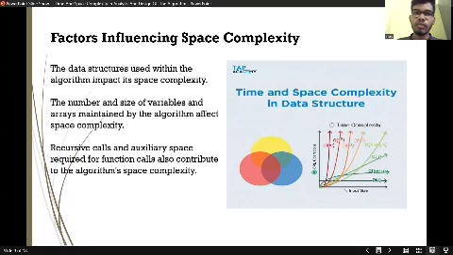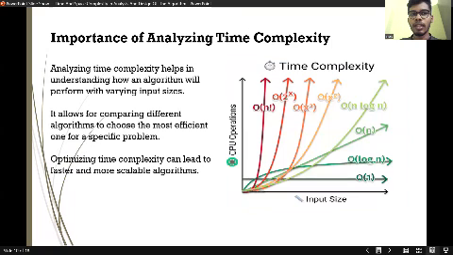Next, move on to the factors influencing the space complexity. The data structures used within the algorithm impact its space complexity. The number and size of the variables and arrays maintained by the algorithm affect space complexity. Recursive calls and auxiliary space required for function calls also contribute to the algorithm's space complexity.